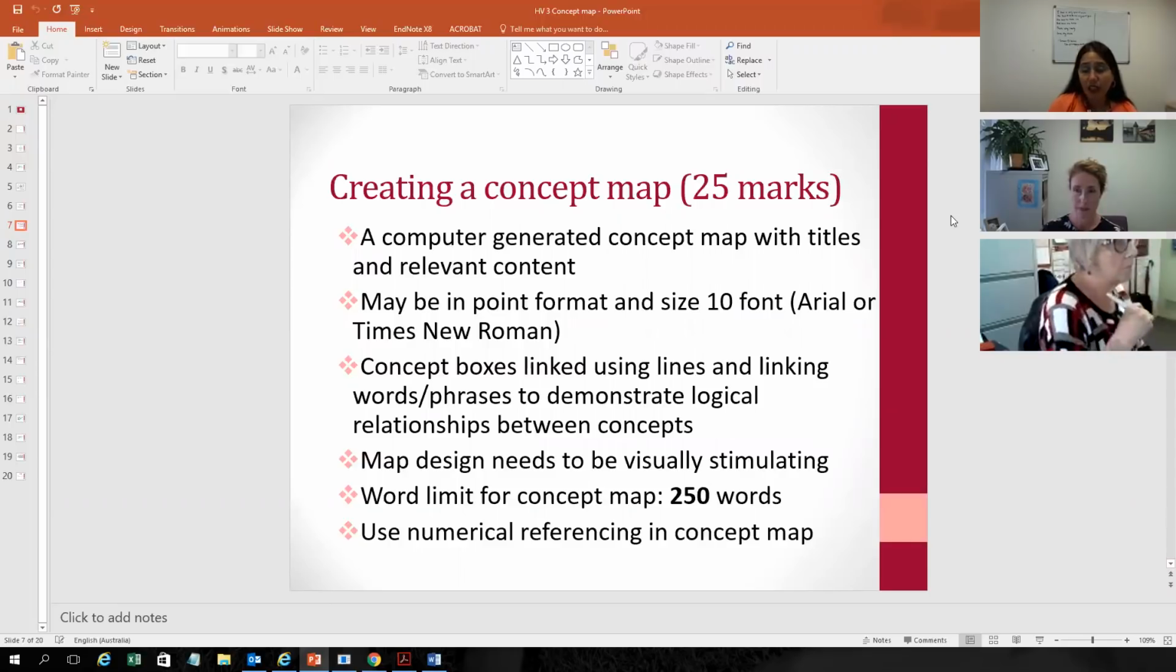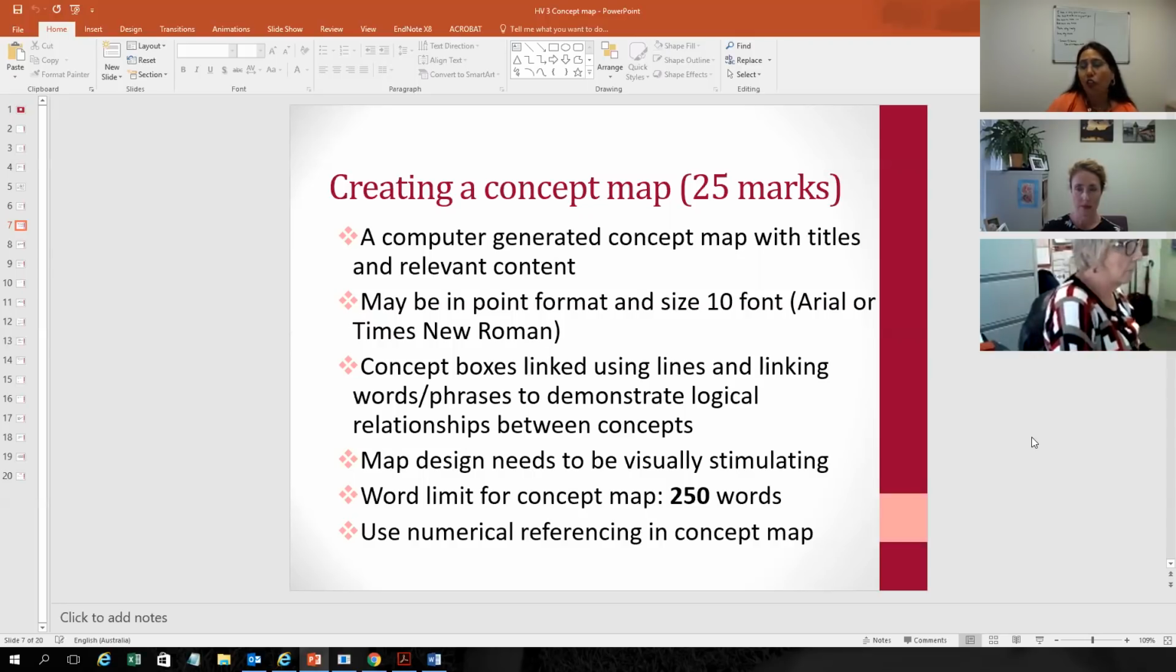Okay, so this assignment is worth 40%, everyone, and the concept map is worth a lot of marks. So please put in a lot of effort in the concept map. So the concept map needs to be computer generated, and the format has to be size 10 font, Arial or Times New Roman. Those of you who've already started working on your concept map, take a look at your font as well. Concept boxes linked using lines and linking words. So because of the limited word count, you could use arrows or symbols, lines, boxes, etc.